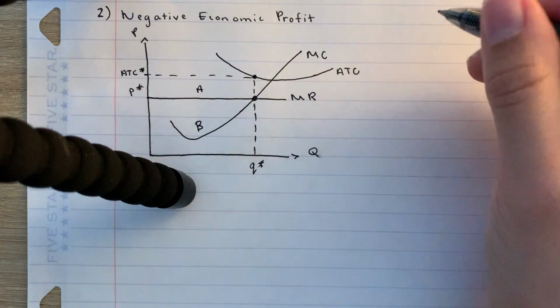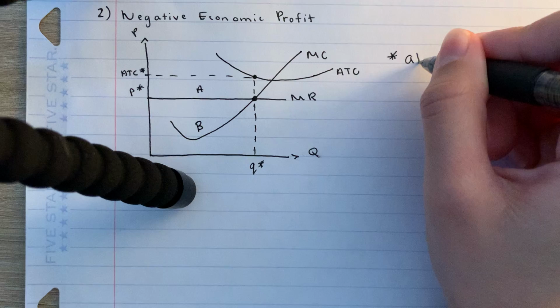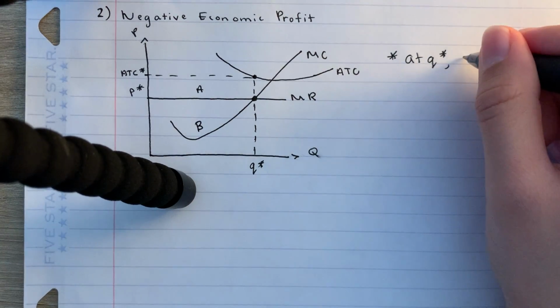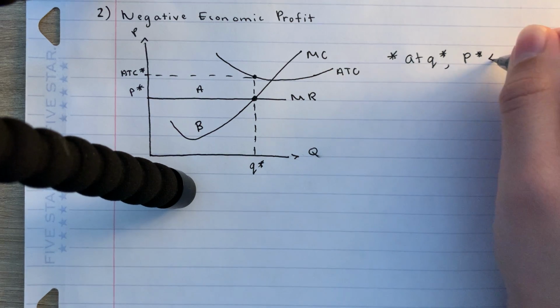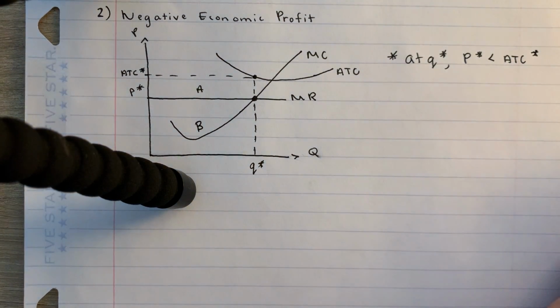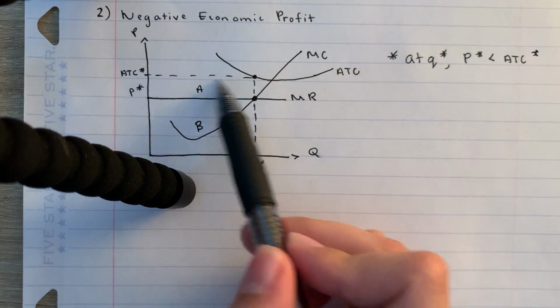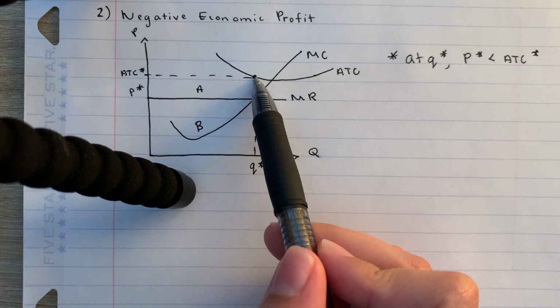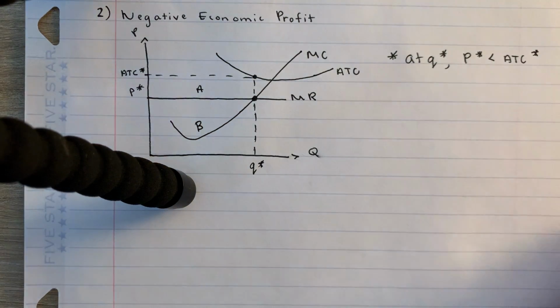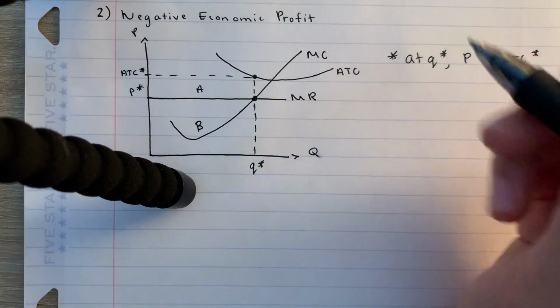So what's the important thing to note here? Well, same logic as we used above. At Q star, P star is less than ATC star. Or you could have written it as ATC star is greater than P star. As you can see, the ATC here is higher than the P star. This is our ATC, this is our P star. So this tells you right off the bat that we're going to have negative profit.